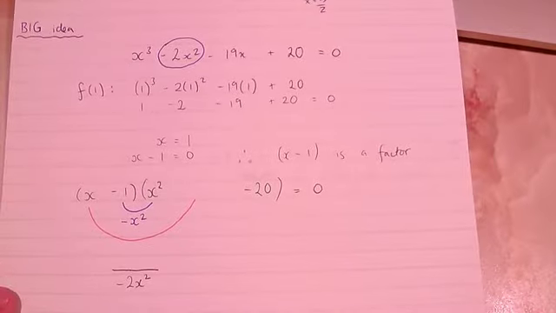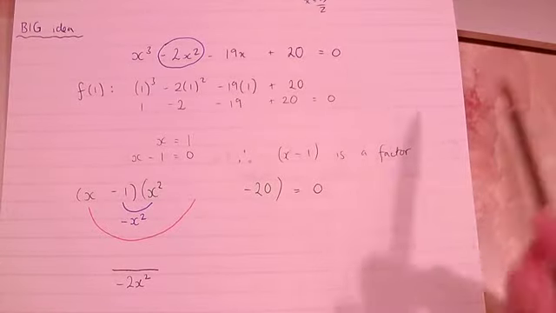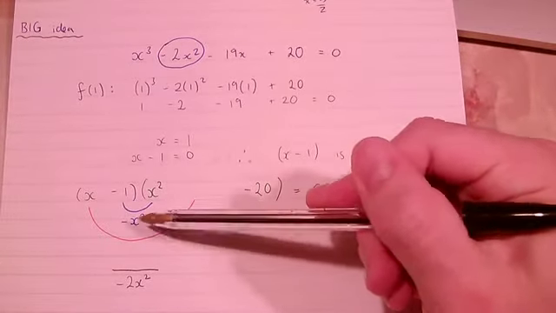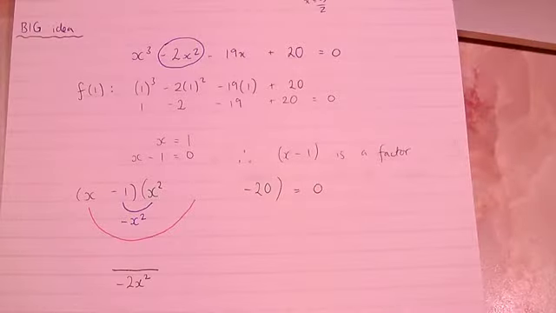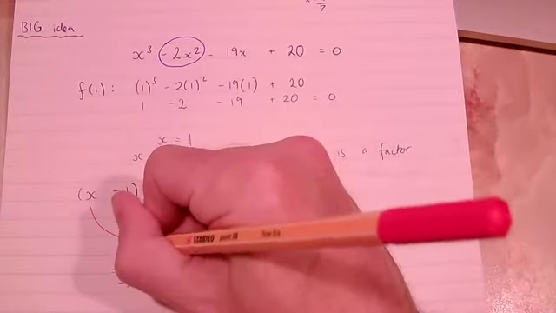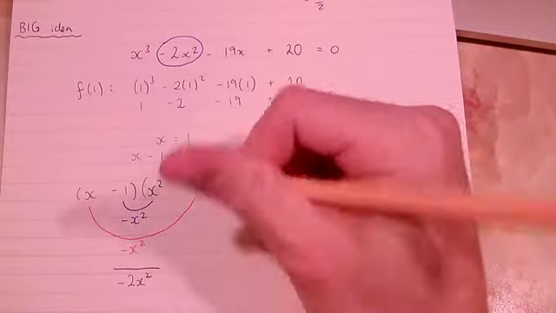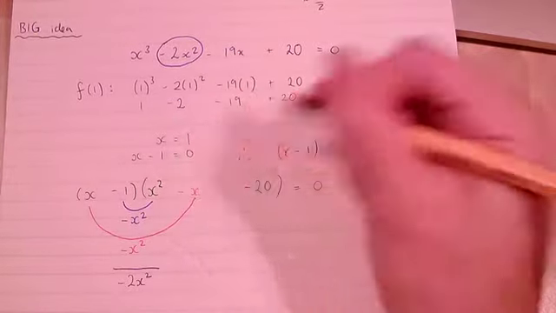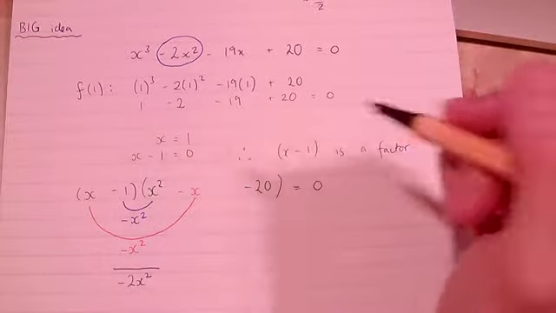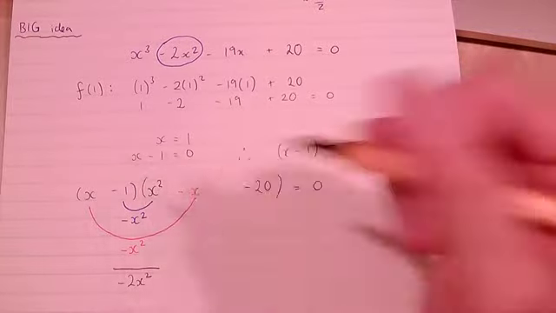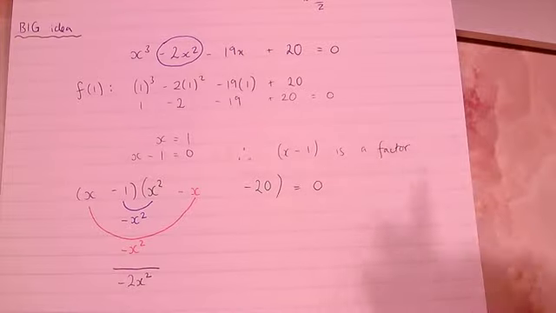So if I just show that in the video there. So minus x squared, and then what do I need to do to that to turn that into minus 2x squared overall? Well, I need to take away x squared again. So x times what makes minus x squared? Well, the answer would be minus x. X times minus x makes minus x squared. So minus x squared makes minus 2x squared.